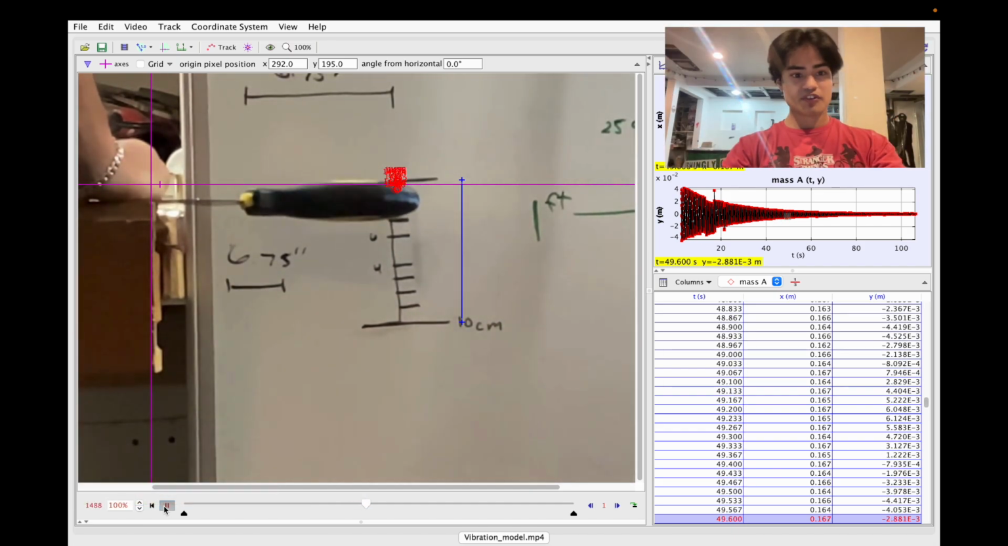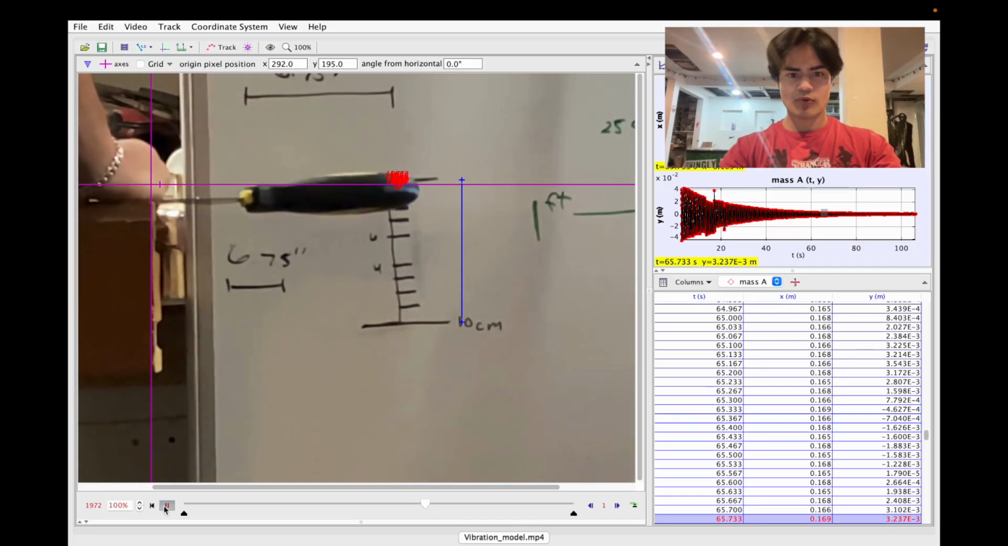The recorded video was converted from an MOV to MP4 format and then imported into Tracker for analysis. In Tracker, the purple lines indicate the coordinate system's origin, which I attempted to align with the point of zero displacement. The blue calibration stick was used to provide a scale reference for accurate measurements.